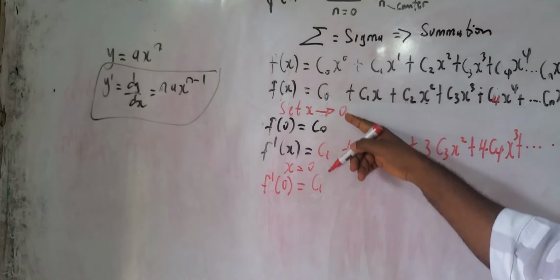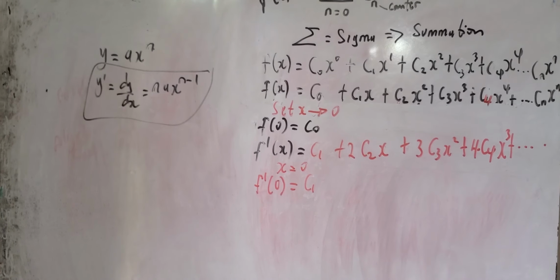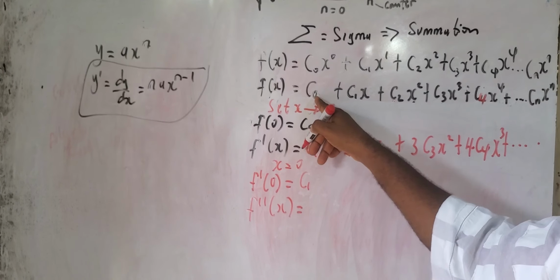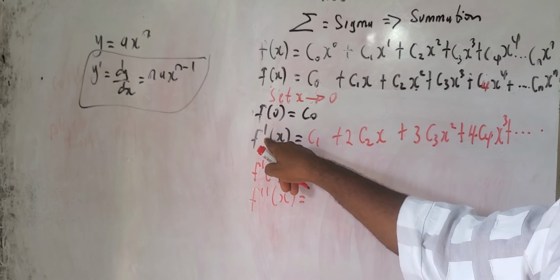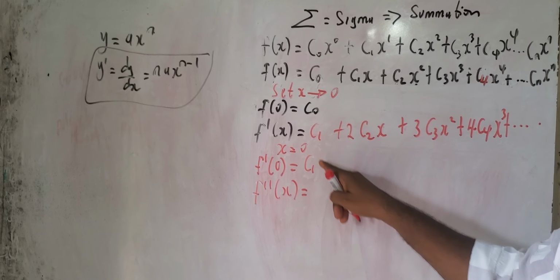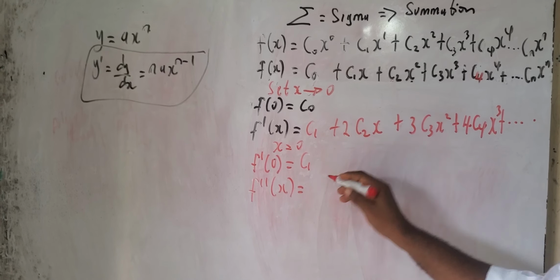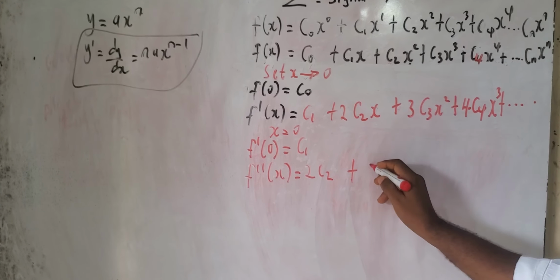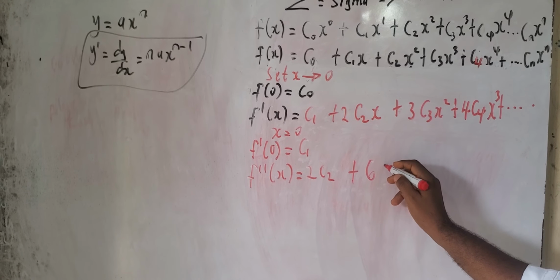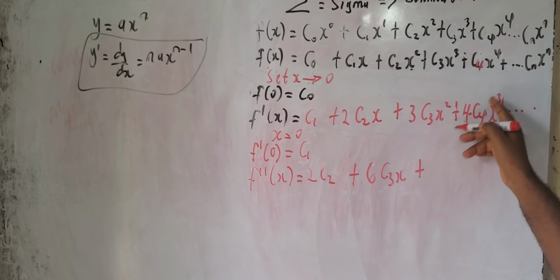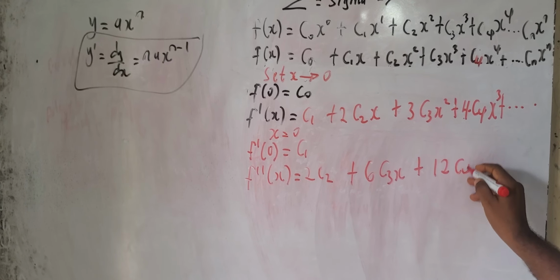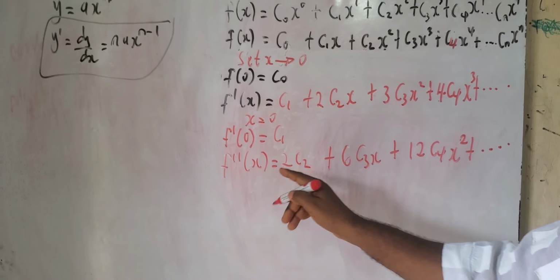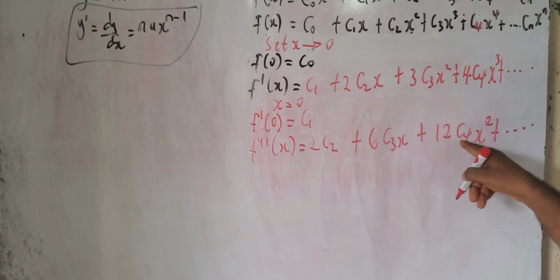To get other parameters, I will go back to the original function and find f prime prime of x. If I do that here, c1 will become 0, then this one will become 2c2, then plus this one becomes 2 times 3, that's 6c3x, plus 3 times 4, that will give us 12c4x raised to power 2, plus and so on and so forth. Now, when I want to get my c2, I will make x become 0.